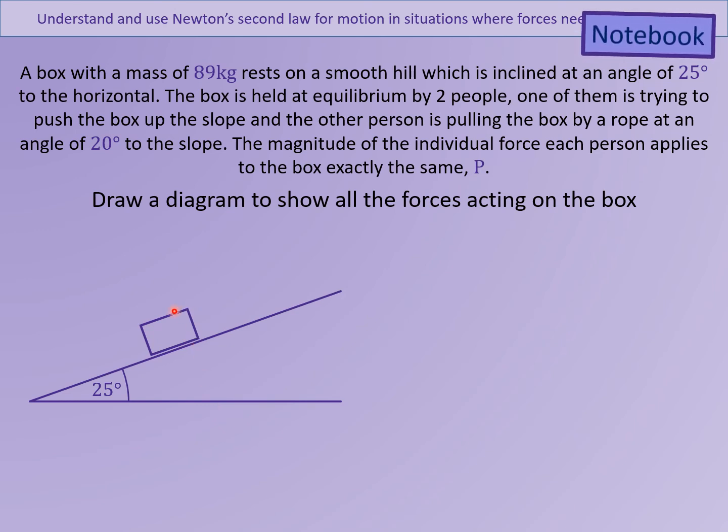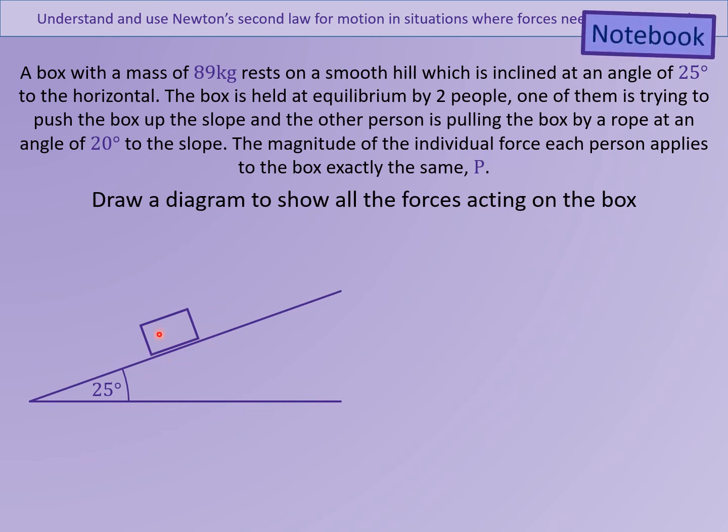Now we know for a fact that one of the forces definitely acting on that box is going to be its weight. And that's to do with its mass of 89 kilograms. Now the reason why we're talking about weight and not mass is because we're talking about a force diagram. Mass is not a force. It needs a direction to make it into a force. It needs a direction to make it into a weight. So, which direction is that box being pulled by gravity?